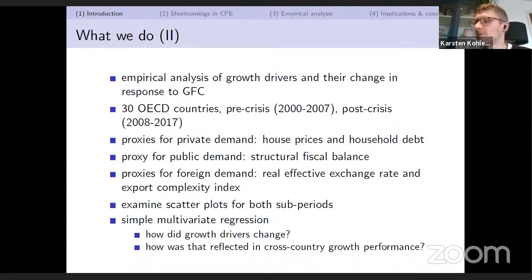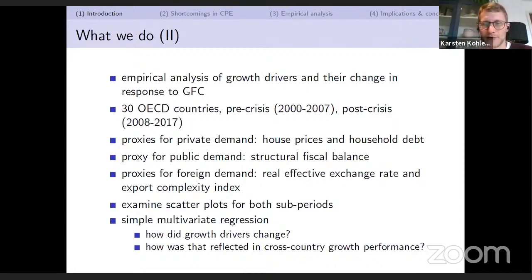Secondly, we look at proxies for public demand. Here we look at the structural fiscal balance. And thirdly, we look at a proxy for foreign demand, the real effective exchange rate as a measure of price competitiveness, and the export complexity index as a measure of non-price competitiveness.